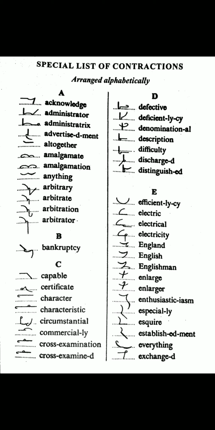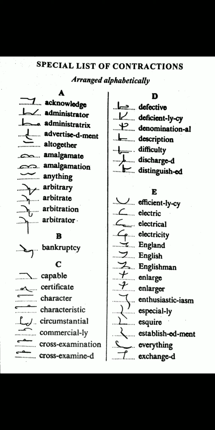N with N stroke with NG stroke above the line for anything. Downward R, T with R hook, upward R for arbitrary. Downward R on the line, T hook, T stroke halved with R hook for arbitrate.